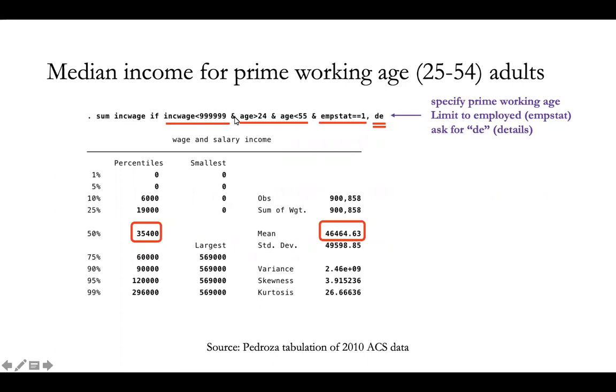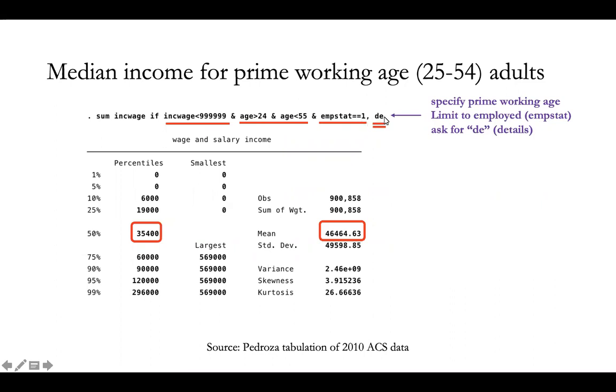We also want to only include people in their prime working age, so age 25 to 54. So age is more than 24 and less than 55. And finally, the third condition: we want to make sure to set employment status to 1. Employment status is equal to 1.